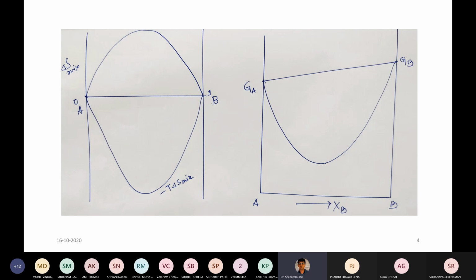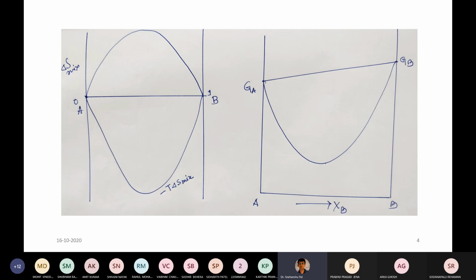If you talk about del S mix, it will be in A to B. If you see, this curve will look like that. If you see the expression of del S mix and multiply it with minus T, then what will happen? The nature of the curve will be the same, only the scale will vary based on the value of T, but the nature of the curve will be the same and it will be in the negative part.